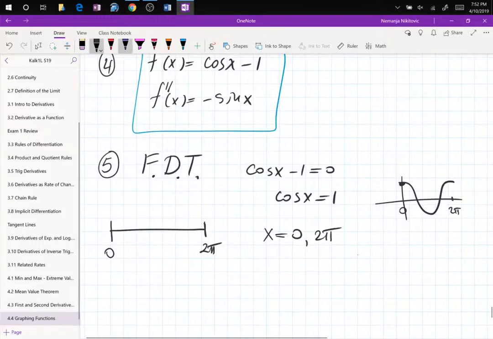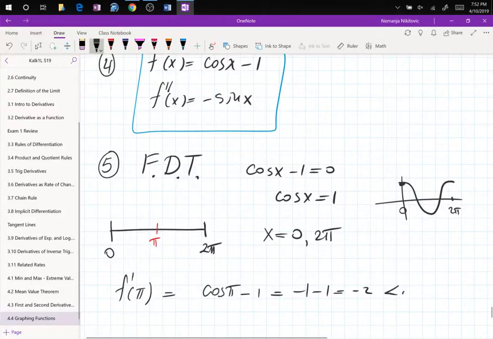I pick a value of, let's say, pi, and I compute f prime at pi to figure out whether the entire 0 to 2 pi is increasing or decreasing. So the first derivative computed at pi is cosine of pi minus 1. Cosine of pi is negative 1, minus another 1 is negative 2, less than 0, decrease. So there is a decrease from 0 to 2 pi.